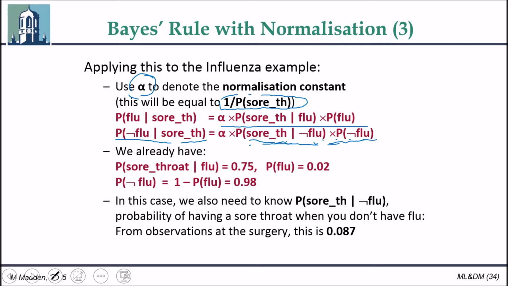We already know that the probability of sore throat, given that you've got flu, is 75%. And we already know that the probability of flu is 0.02. So let's see what we know. We want to compute this and we want to compute that. We've got the probability of sore throat given flu, so we can use it. We've got the probability of flu, so we can use that.